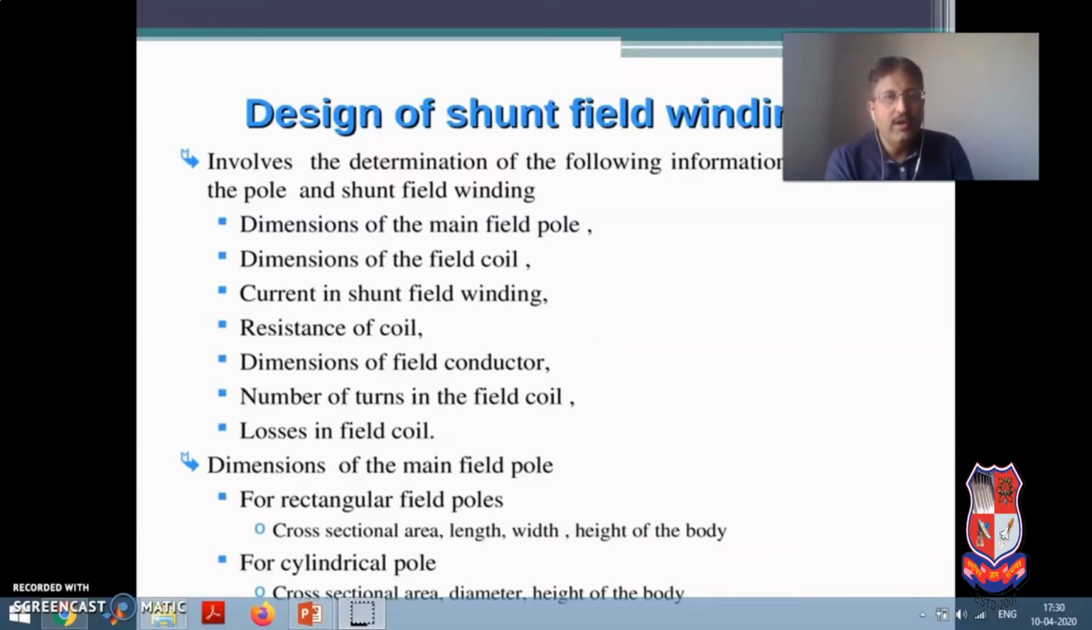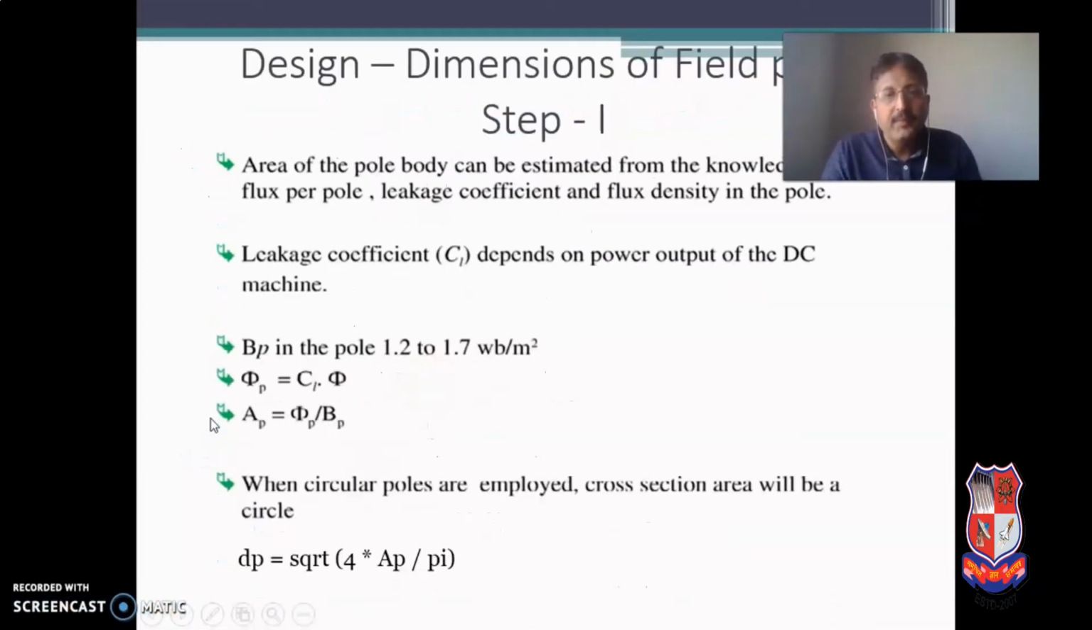Now there are two main types of field coils: rectangular field poles or cylindrical poles. If the field poles are rectangular, then we need to find out the cross-sectional area of the pole, length of the pole, width of the pole body, and height of the pole body. But if the pole is circular, cylindrical, then you need to find out the cross-sectional area and obviously the diameter of the field pole, right?